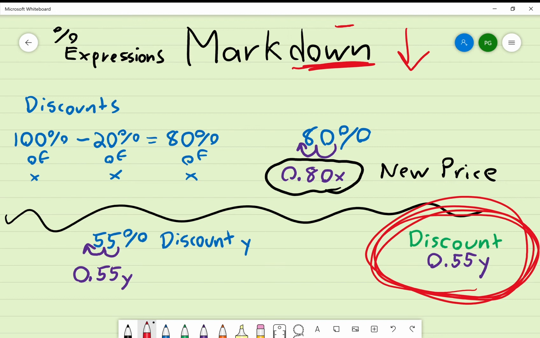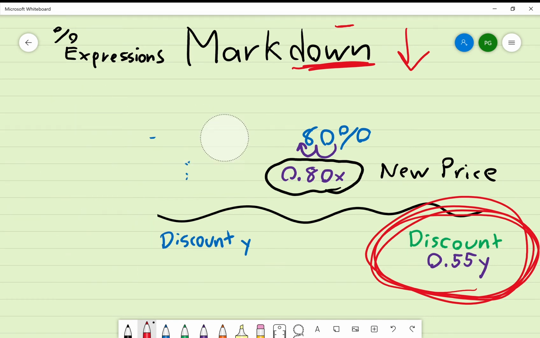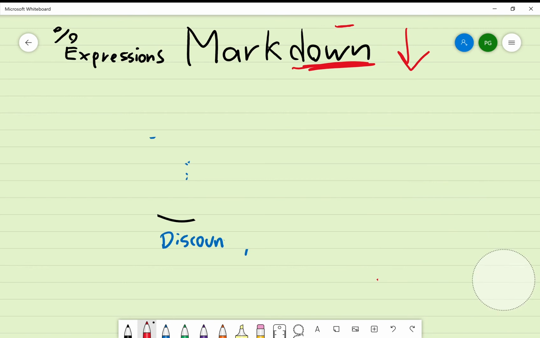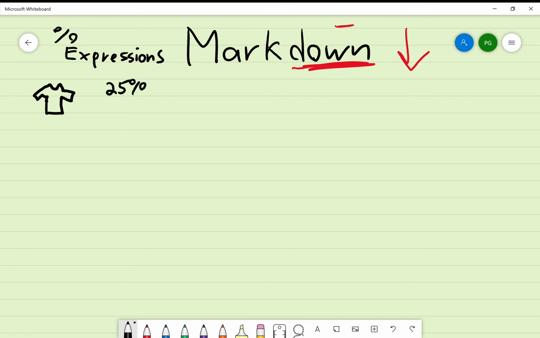Now, the really good news is that markdowns are the exact same thing. It's practically a synonym, okay? Synonyms mean two words that are the same, just in case anyone didn't know that. Let's say that I see a beautiful coat, and this coat is on sale. Yes, that's a coat. It has a markdown. This coat has a markdown of 25%. It's a markdown, so you're subtracting.